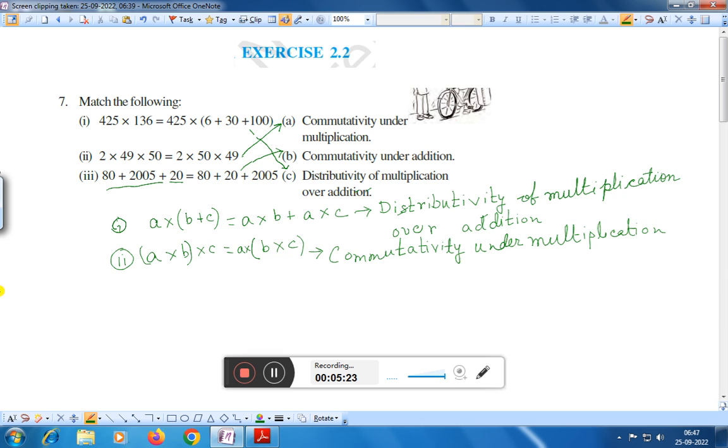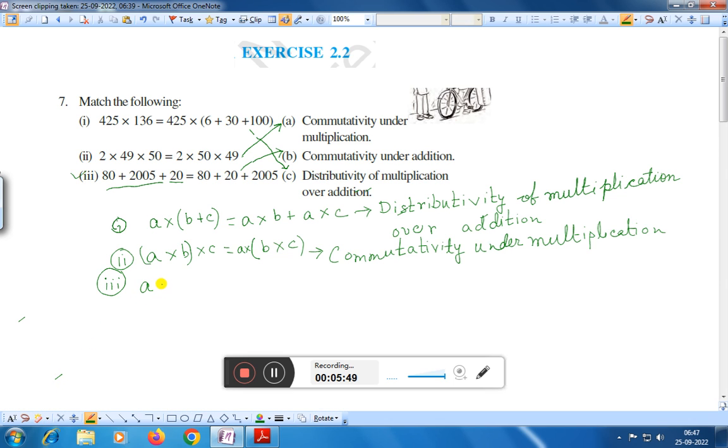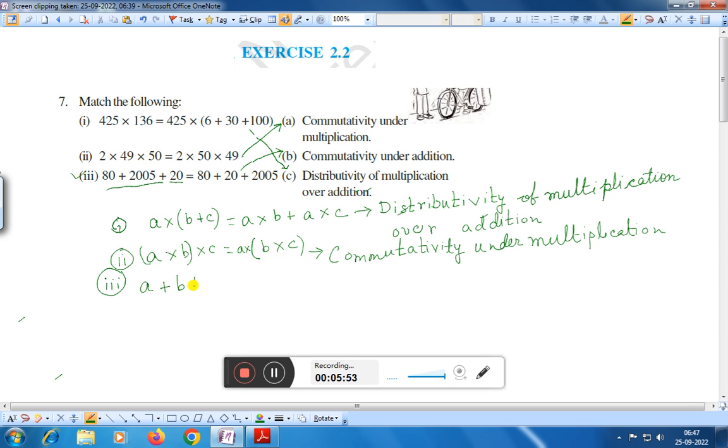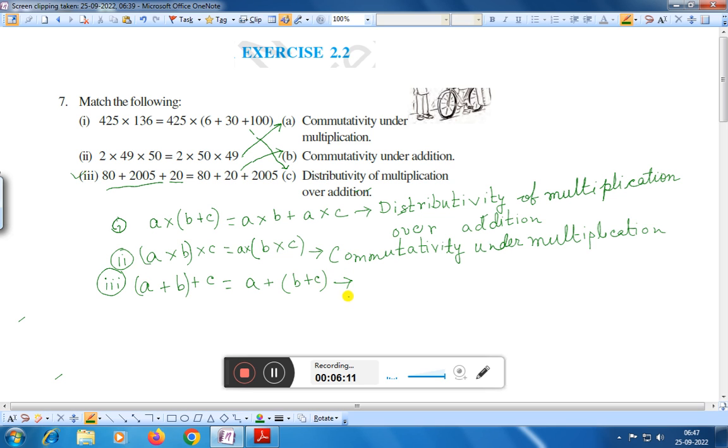This is number 2, and number 3 is this one, that is 80 plus 2005 plus 20, that is A plus B plus C. First we have to add A plus B, after that C, or we can add another way, that is A plus B plus C. This is the same thing, and this is known as commutativity under addition.